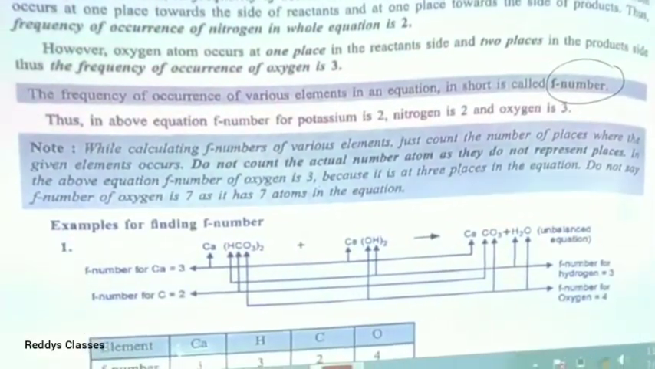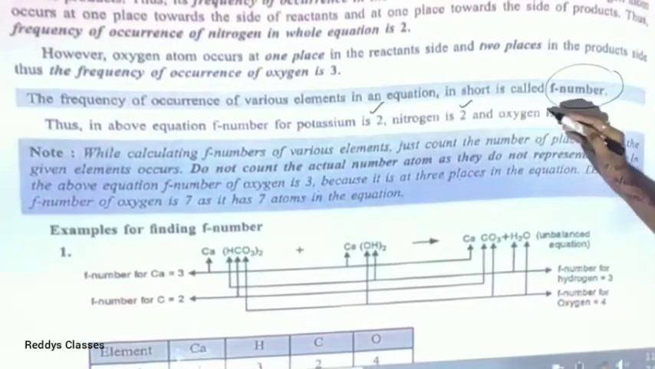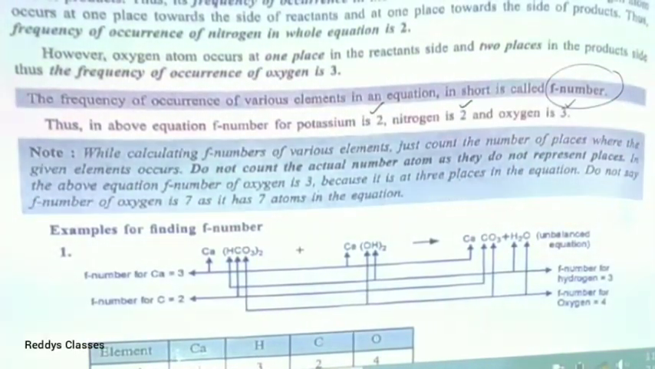Thus in the above equation, the F number for potassium is 2. As I said, potassium is 2, nitrogen is 2 and oxygen is 3. So let us start by finding more examples on it.